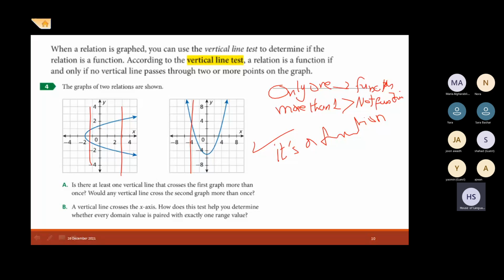Now look at the second case here, in B. Look at the red line. Where does it intersect the graph? At 1 point, 2 points, or more than 2? 1 point. So because it intersects the graph at 1 point, yes, this is a function. But in the second case here, at how many points does it intersect the graph? 2 points. If it is 2 points, this is not a function. Even if you draw it here, here, or here, you must have the same answer.